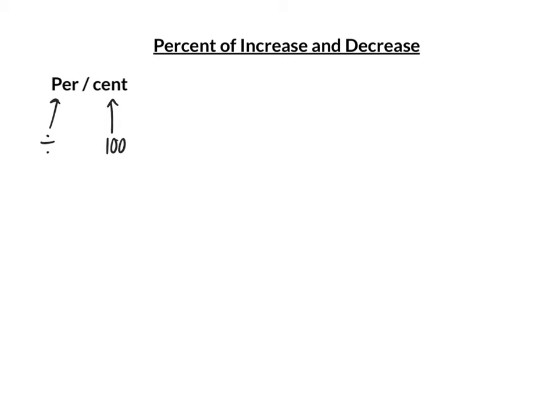So percent is a number divided by 100. And when we say 77%, that is in fact 77 divided by 100. And if you divide that out on a calculator, it's 0.77.